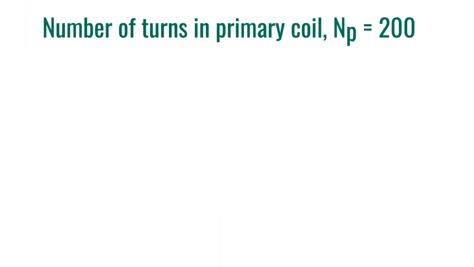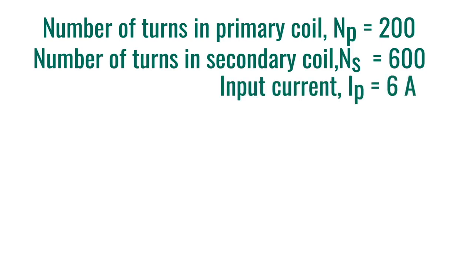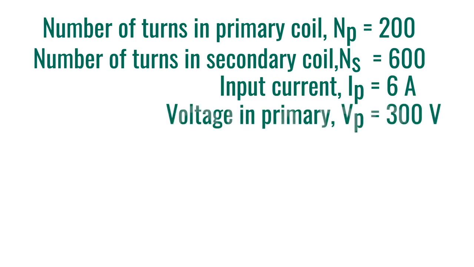For that, we are given the number of turns in the primary coil, that is Np is equal to 200. Number of turns in the secondary coil, Ns is equal to 600. Input current Ip is equal to 6 ampere. And voltage in primary Vp is equal to 300 volt.